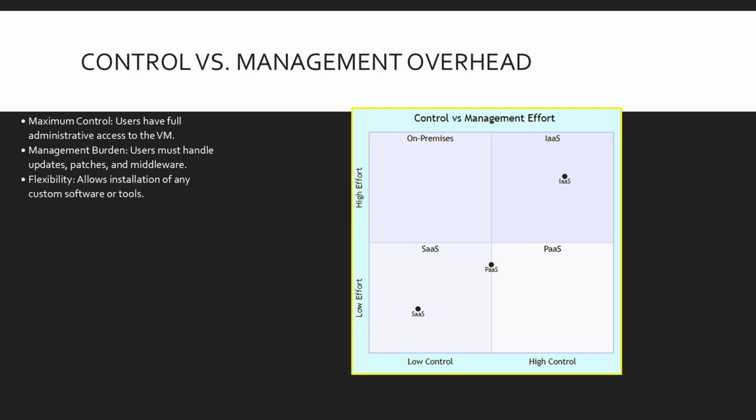This chart compares cloud models. The x-axis represents control, and the y-axis represents management effort. IaaS sits in the top right quadrant, indicating that it offers high control, but also requires high management effort from you. In contrast, PaaS and SaaS are lower on both scales, illustrating the trade-off you make when choosing a service model.